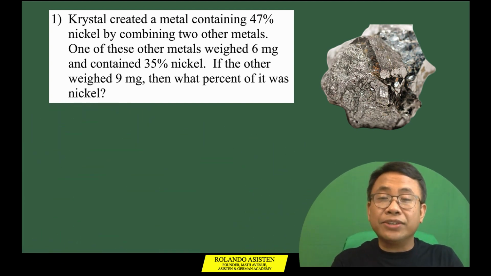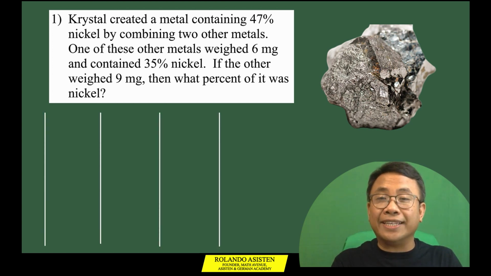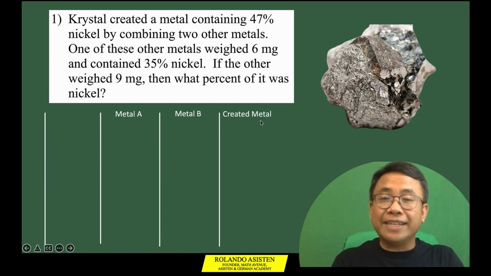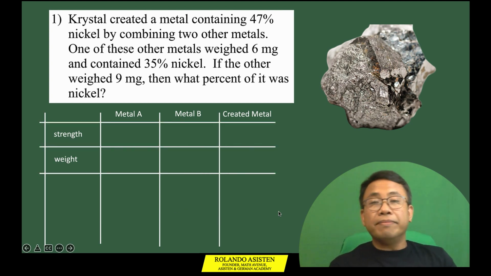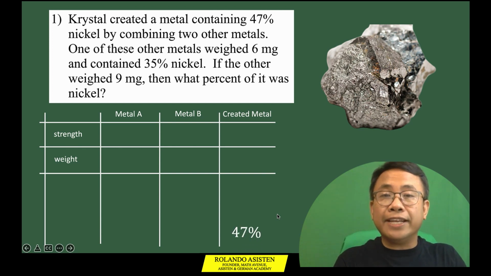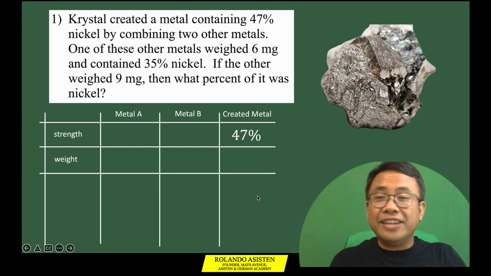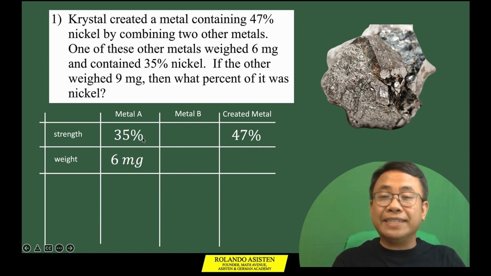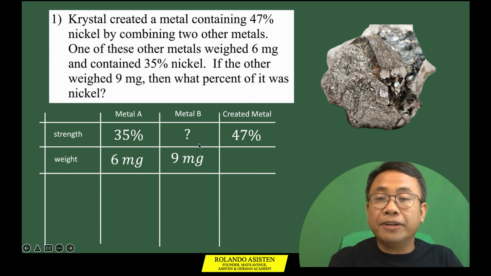One technique is to create tables in order to organize our data. Here, Crystal created the metal out of two other metals, and let's call the other metals metal A and metal B. So let's put here the strength and the weight rows, and let's complete our table. Now, based on our given, Crystal created a metal containing 47% nickel, and this is achieved by combining 6 milligrams of metal A containing 35% nickel and metal B that weighed 9 milligrams, but we do not know what percent of it was nickel. And so we let X be the variable representing the percent of nickel for metal B.